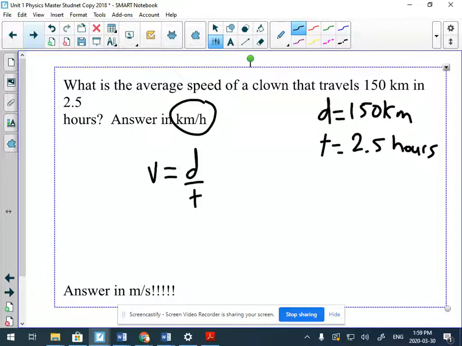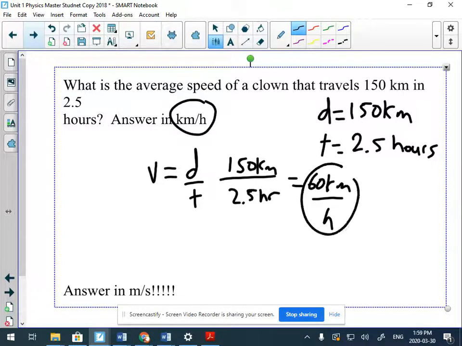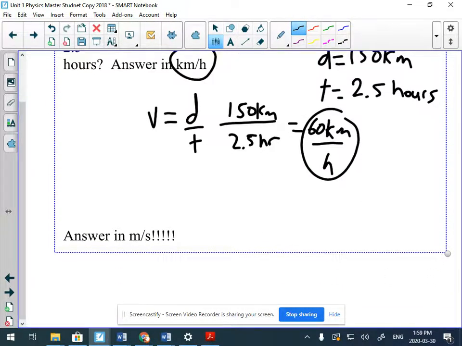Okay. So when we put the two together, we go 150 kilometers over 2.5 hours. And when we divide that out, 150 divided by 2.5, we get 60 kilometers per hour. Now, I don't know why you're going so slow at 60 kilometers an hour. Maybe you are driving and there's a snowstorm or there's an accident, but that's how fast you're going. 60 kilometers per hour. Now, let's say we had to answer that in meters per second.